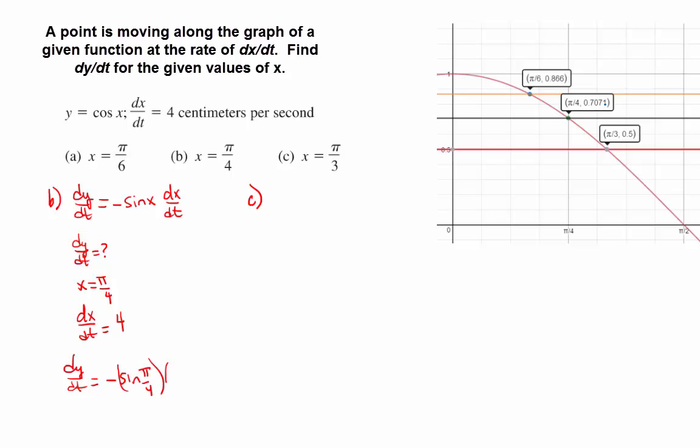What's the sine of pi over 4? Root 2 over 2. Good. Root 2 over 2 times 4 gives us what? Negative 2 root 2. By the way, negative 2 root 2 is approximately negative 2.8.